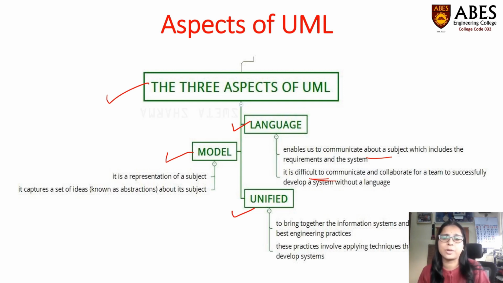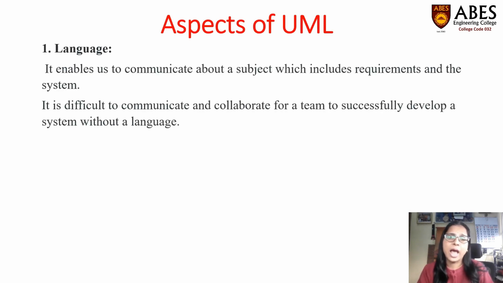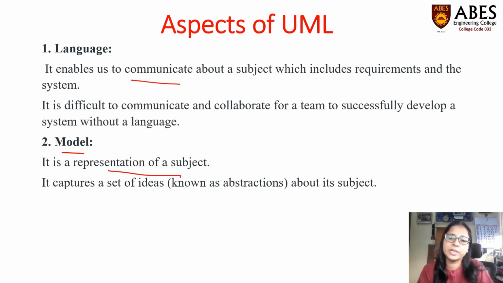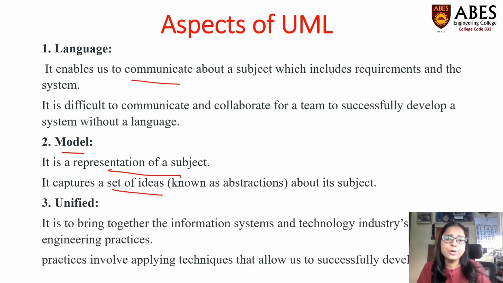The team collaborates together, sits together, and communicates with each other. The model is the visual representation of the system. Unified means putting together various information systems and different engineering practices and standards in one common modeling tool. So these are the three aspects of UML. Language enables us to communicate, and the model is a representation of the subject, the system, or even the ideas, so that you put the idea in a visual representation which you can show to someone, discuss with someone, or present to the team or the person who is investing in the project. Unified brings together the information system and technology industry in engineering practices.